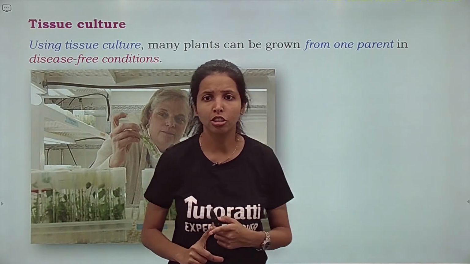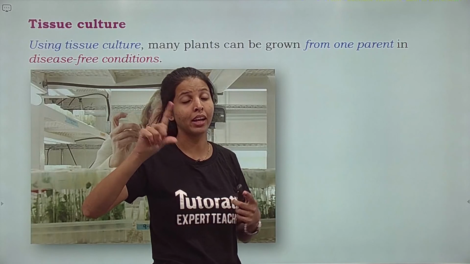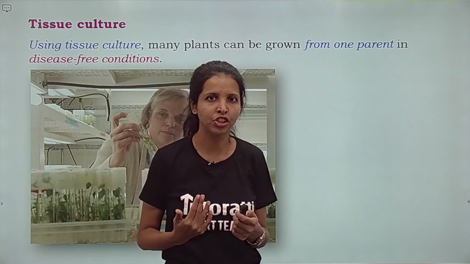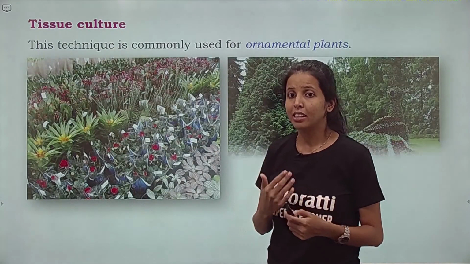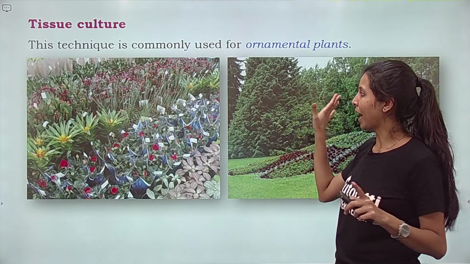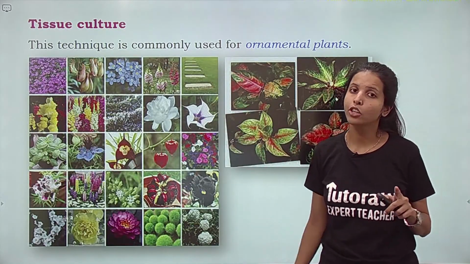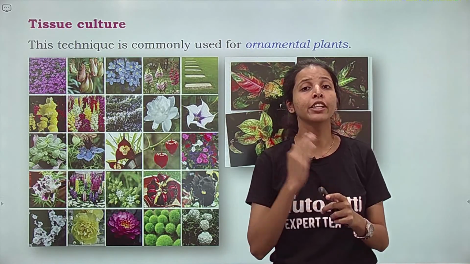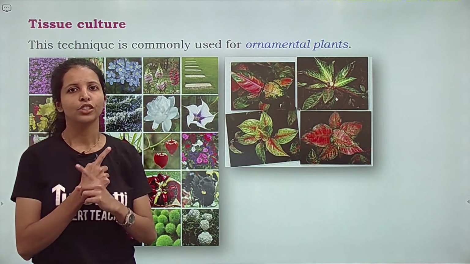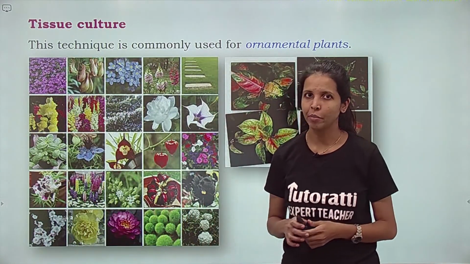Using tissue culture, बच्चा, many plants can be grown by using just one parent and also in a nice disease free condition. Laboratory conditions में करते हैं ये चीज़. This technique is commonly used for ornamental plants, plants which are used for decorative purposes. So these are called ornamental plants जिनके लिए tissue culture is used on a large scale.